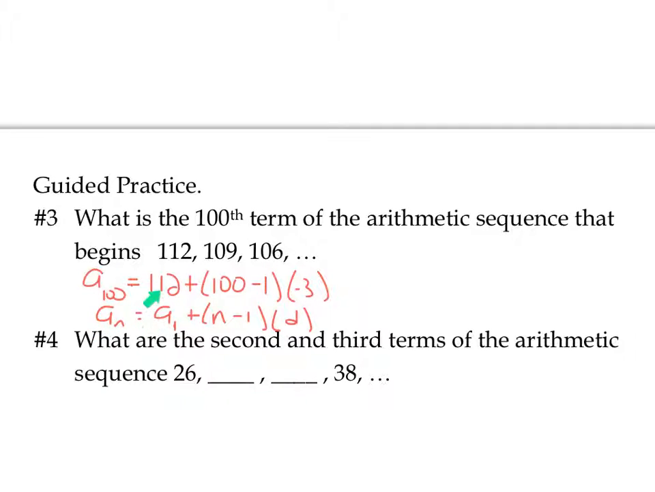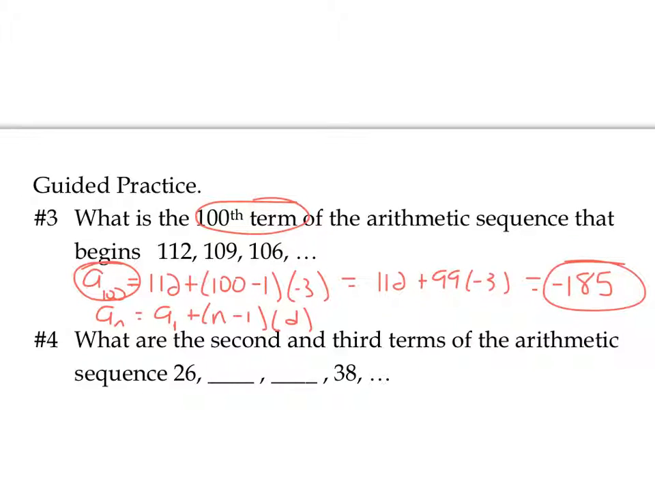We take our starting amount, the first number in our list, 112, plus n, which in this case is 100, minus 1, times d. And then we can do the calculation. That's going to be 112 plus 99 times negative 3. You could type this all into your calculator. If you do that properly, you're going to get negative 185. So the 100th term, a sub 100, is negative 185.